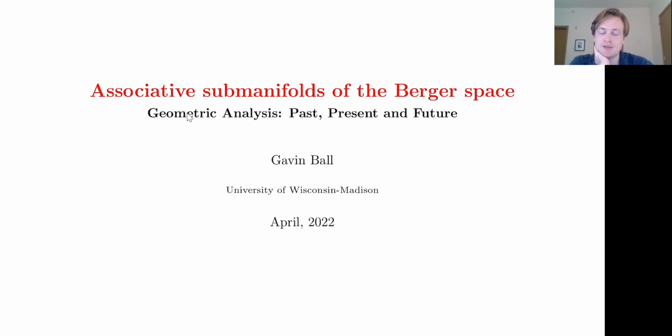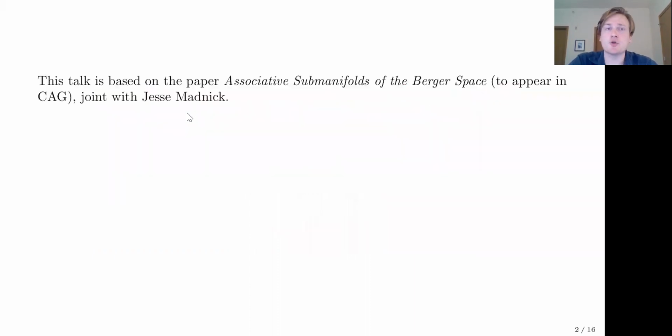The title of my talk is Associative Submanifolds of the Berger Space, and it's based on joint work with Jesse Madnick. So the paper is also called Associative Submanifolds of the Berger Space, came out about 2 years ago, immediately just as the pandemic was hitting. So I'll begin by just explaining the plan for the talk.